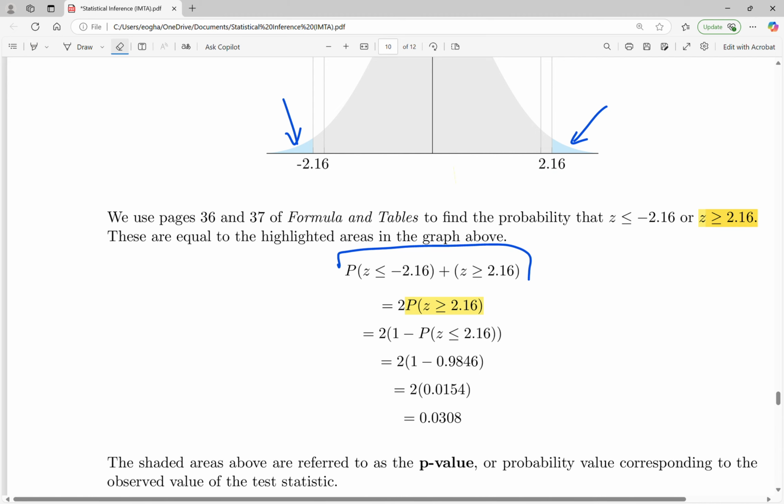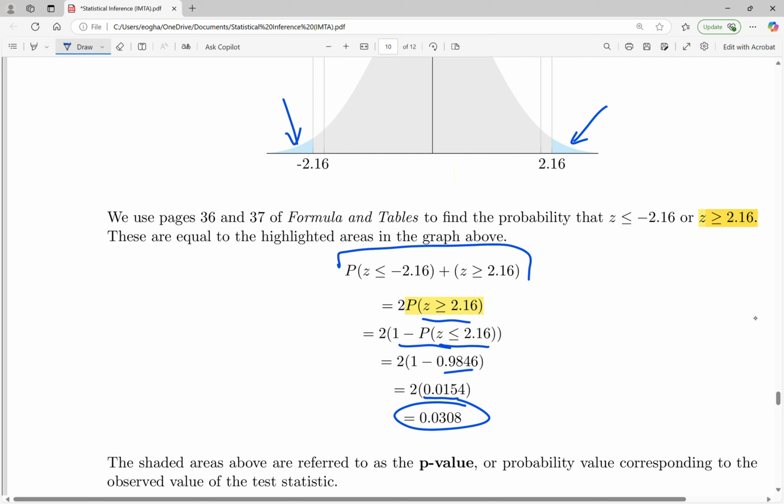Okay, we know of course already that we can't just read from the table book the probability of a z-score being greater than 2.16. So instead we find the probability of z being less than 2.16 and take it away from 1, the full area. We find in the table book that the probability of a z-score being less than or equal to 2.16 is 0.9846. Take that away from 1 and you get 0.0154. You double it to get a p-value of 0.0308.